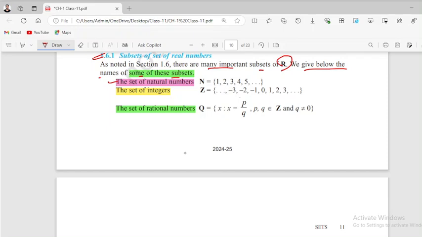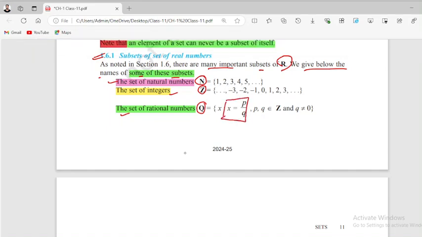The set of natural numbers is denoted by the letter N. The set of integers is denoted by the letter Z, and the set of rational numbers is denoted by Q. We all know we can represent a rational number q as p by q, where p and q are integers, Z represents integers, and there is one condition: q can never be equal to 0.